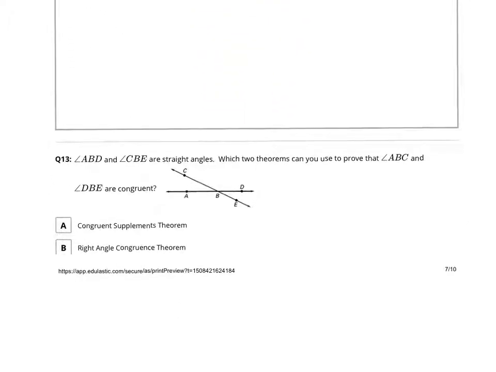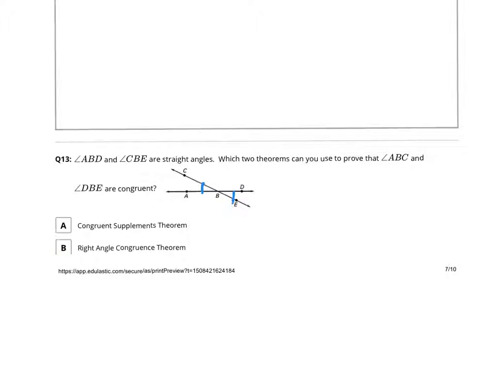On 13, we're telling you that ABD and CBE are straight angles. So there's a straight angle and there's a straight angle, meaning they're straight lines. Which 2 theorems can prove that ABC, okay, and I'm going to remark these, that ABC, this segment here, and DBE, right here, are congruent? Okay? Now you got congruent supplements, right angle congruence.